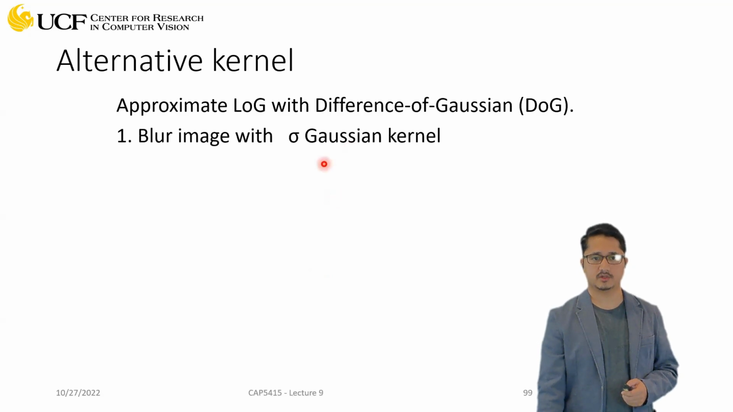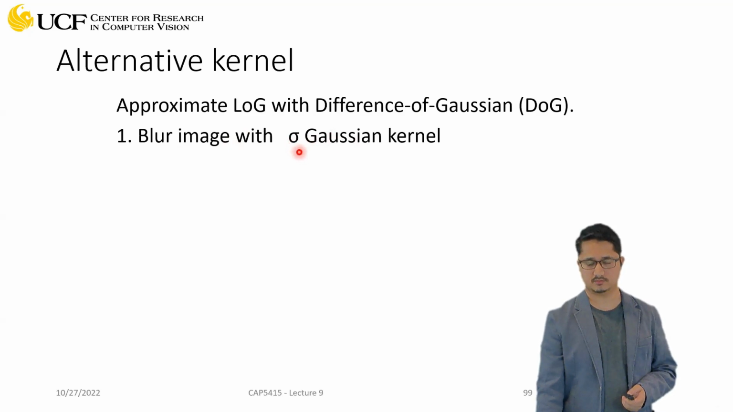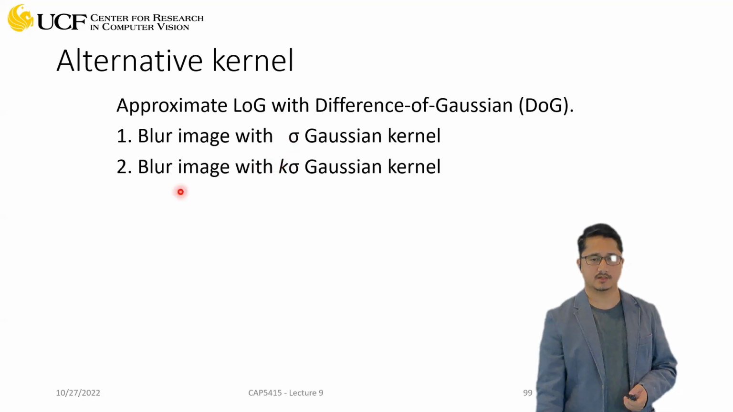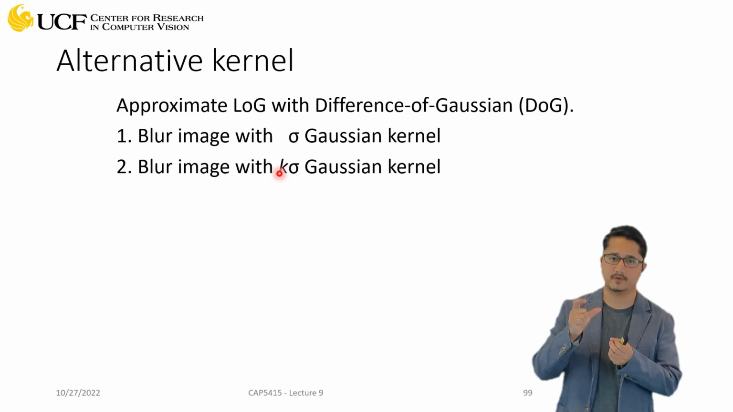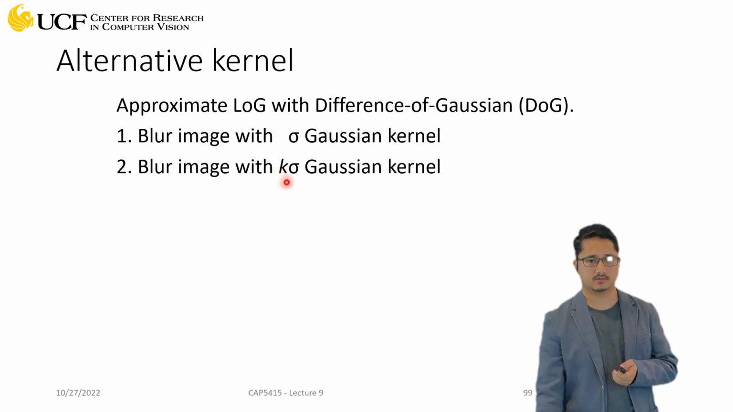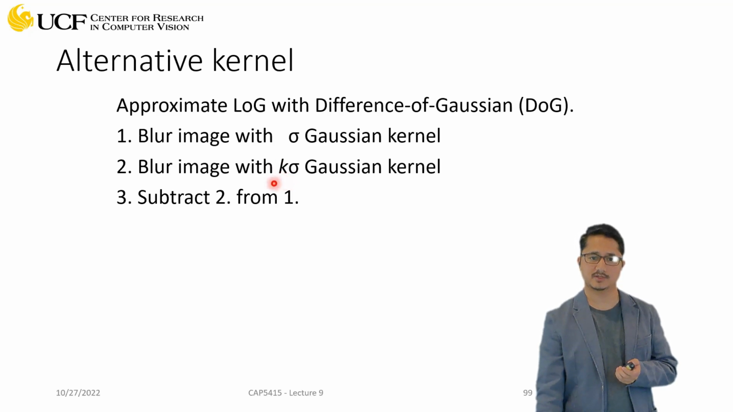So what you do is you first blur your image with a Gaussian kernel with a standard deviation of sigma. This is the pre-processing step. Then you again blur your image with a different Gaussian kernel, which is k times sigma. So k is your scale, how you are varying the standard deviation of your Gaussian kernels. And then you simply subtract 2 from 1.